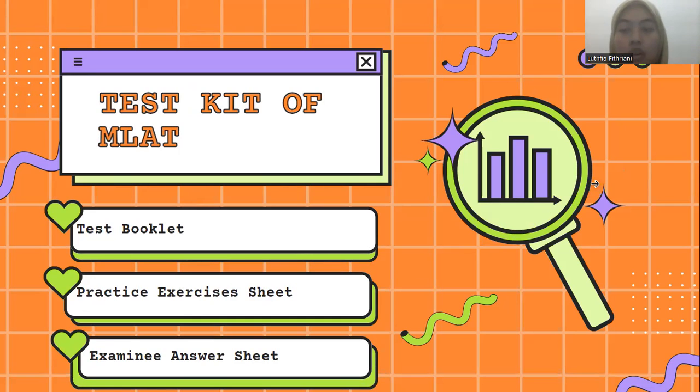And then, how is the modern language aptitude test administered? It may be administered to individuals or to groups. The basic kit of the test includes a test booklet, practice exercises sheet, examinee answer sheet, CD, scoring stencil, and examiner's answer sheet.